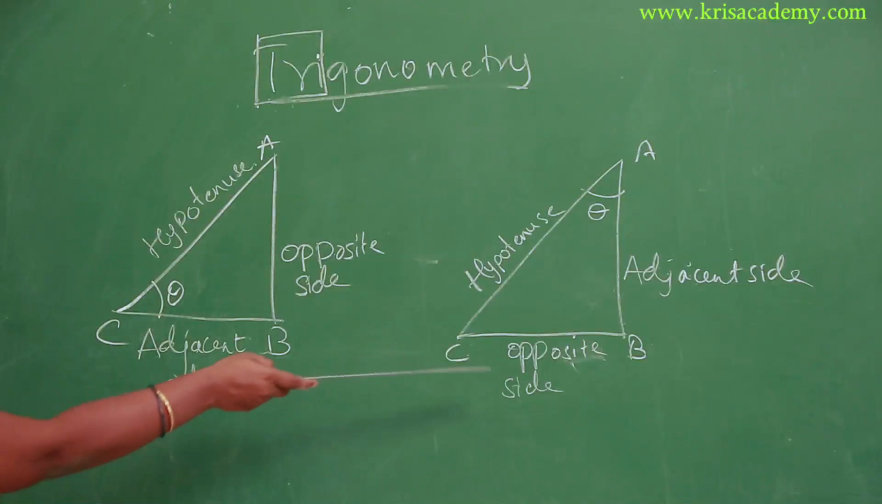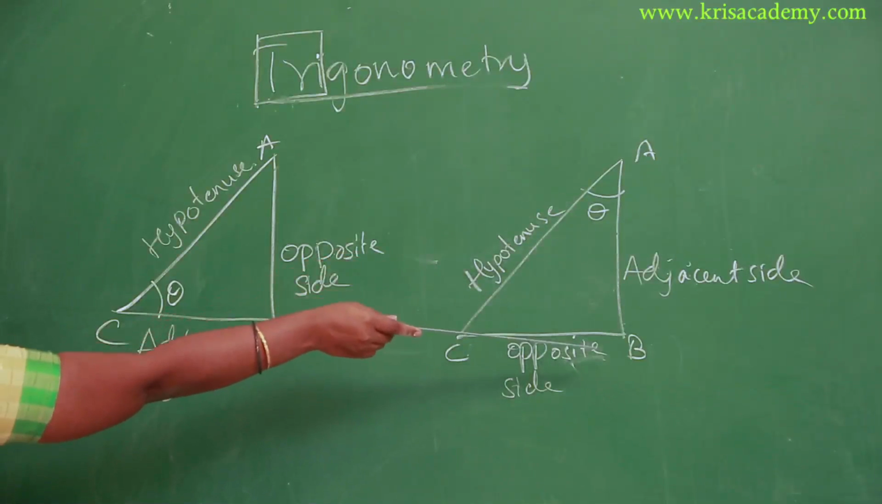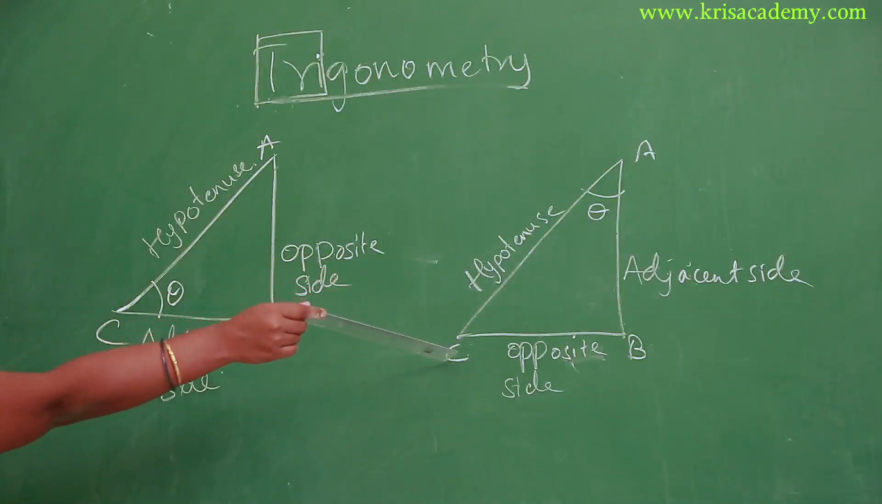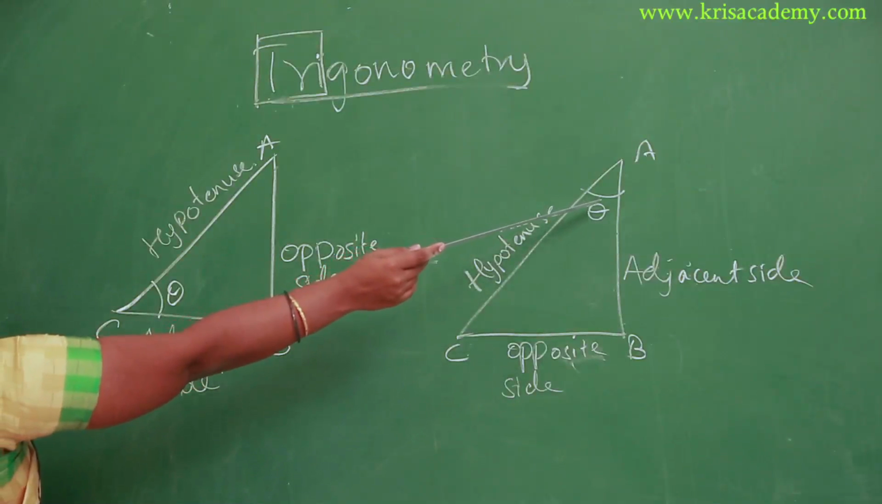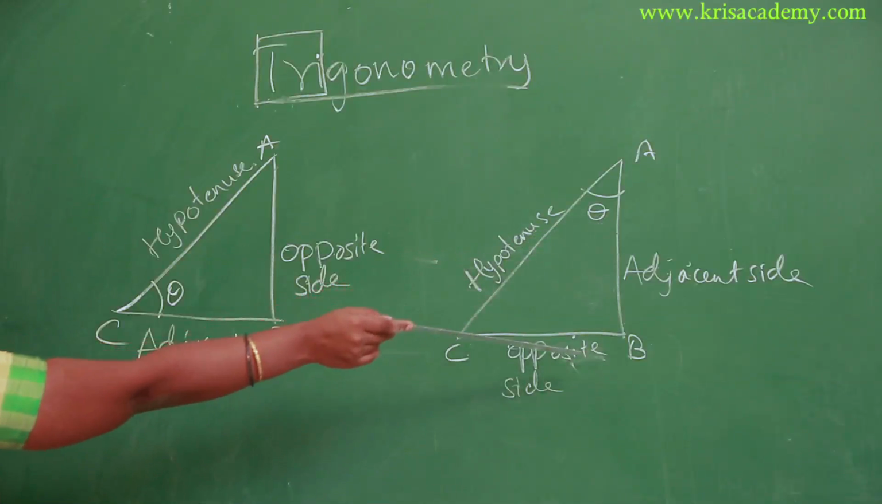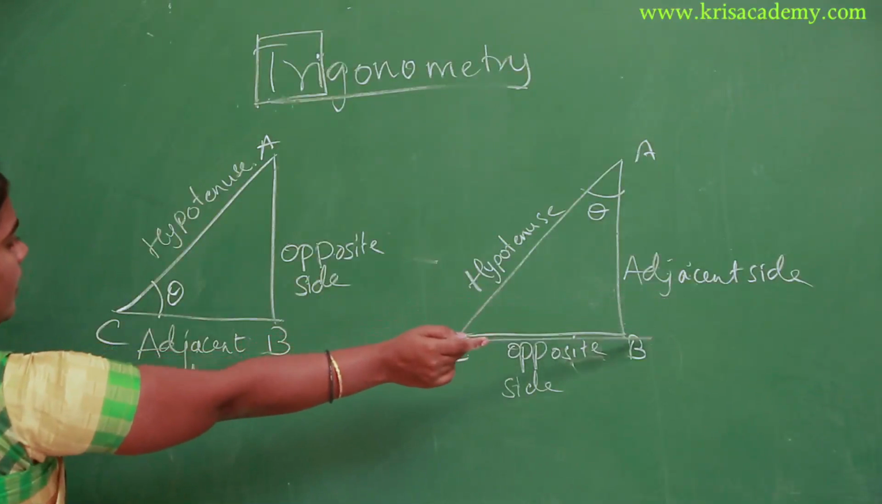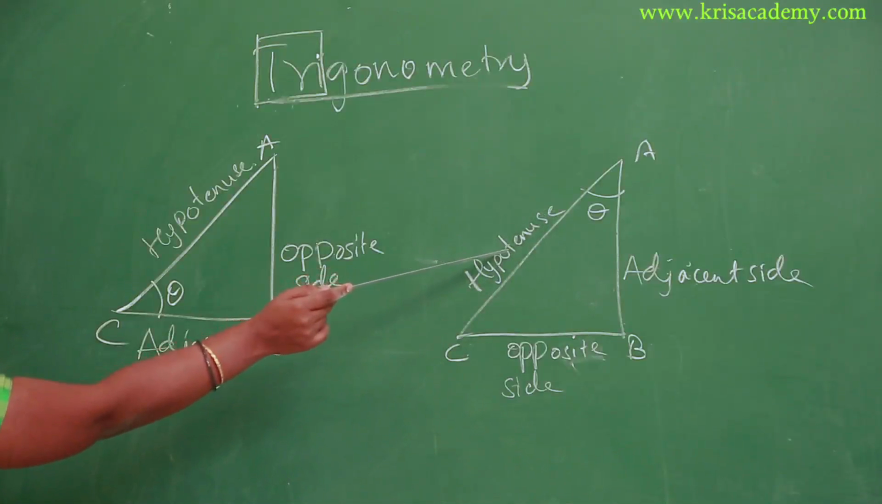Here is the same example. AB is the height of a building. At point A the person is standing. He needs to bend his head to see down. How much angle he bends the head is theta. Theta opposite is the opposite side. Theta adjacent is the adjacent side. 90 degrees opposite is the hypotenuse.